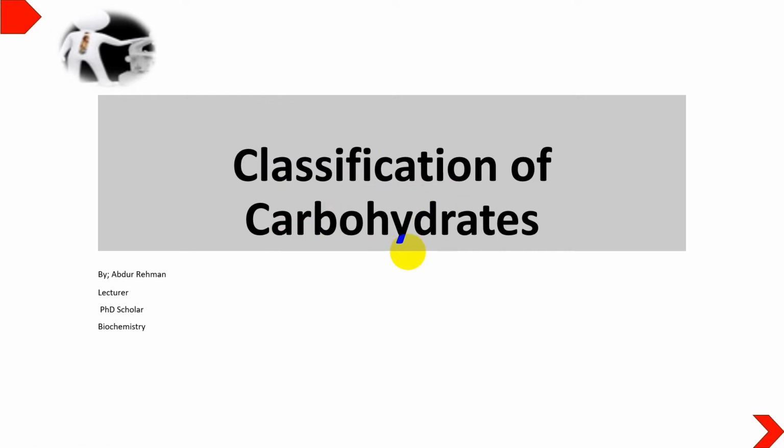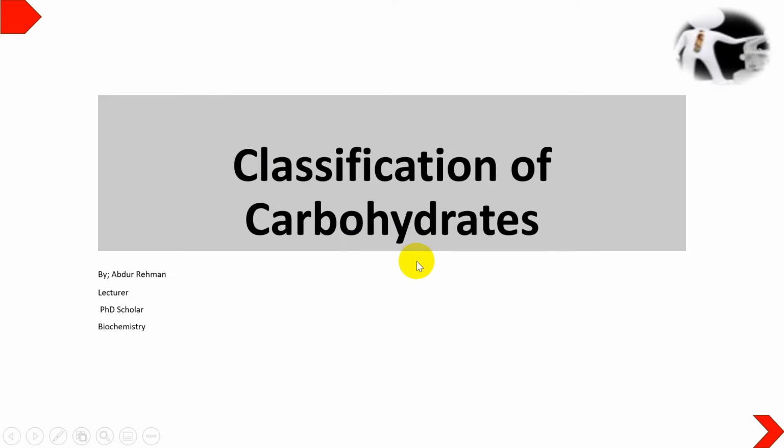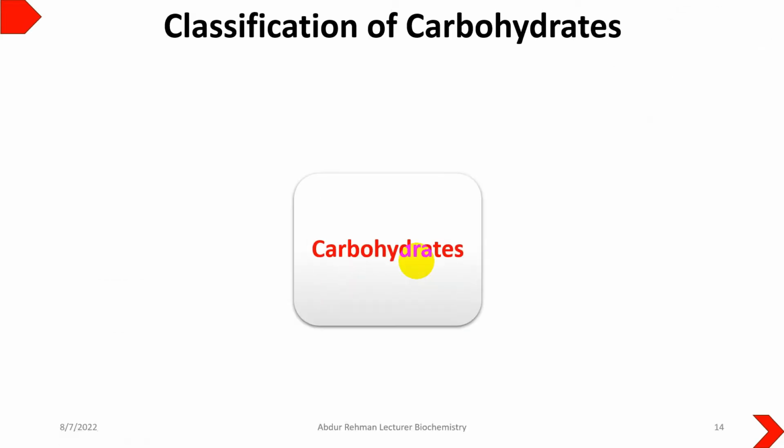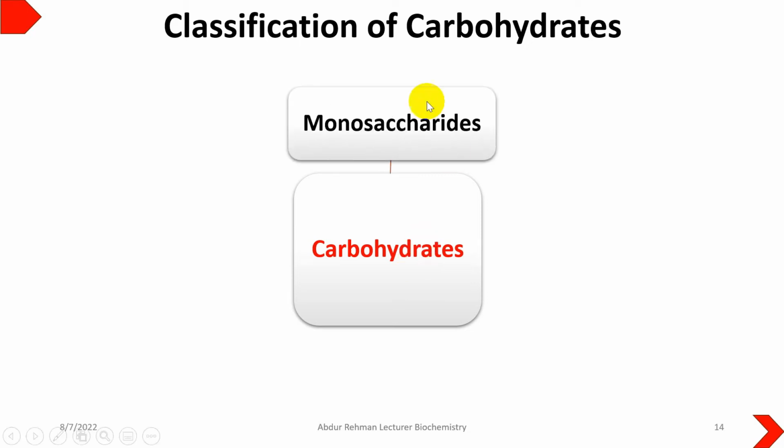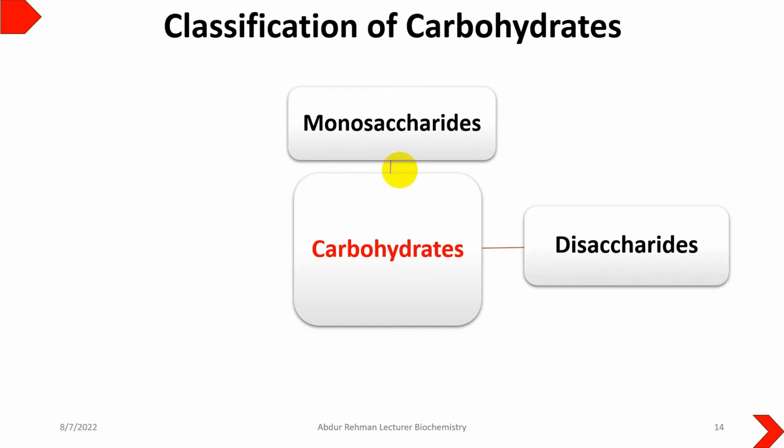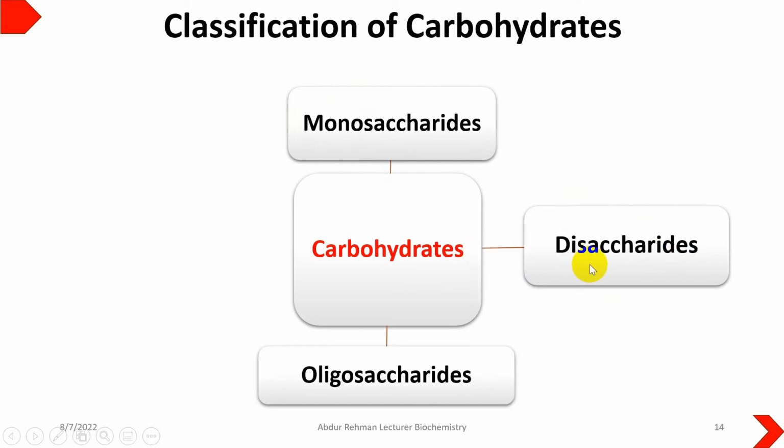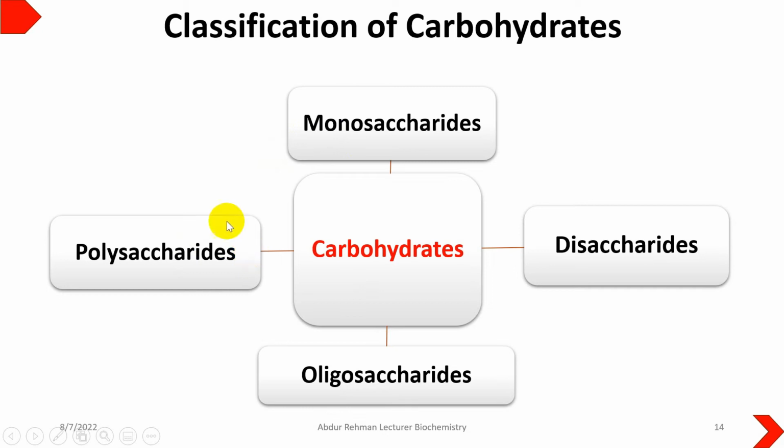Carbohydrates, sometimes also known as saccharides, come from the Greek word saccharos, which means sugar. It is classified as monosaccharides, which are the basic unit of carbohydrates. When two monosaccharides combine, they form disaccharides. A combination of a few monosaccharides forms oligosaccharides. However, when multiple monosaccharides combine through glycosidic bonds, they form complex molecules known as polysaccharides.